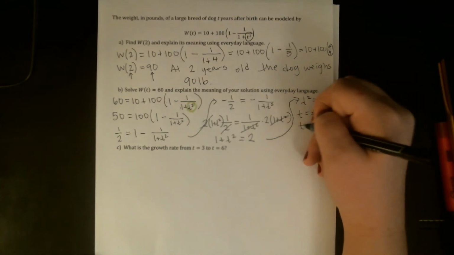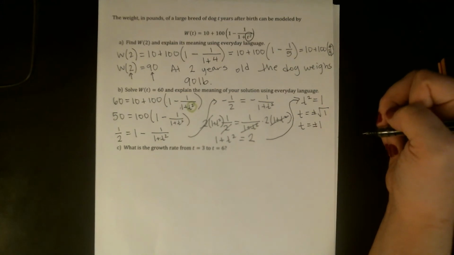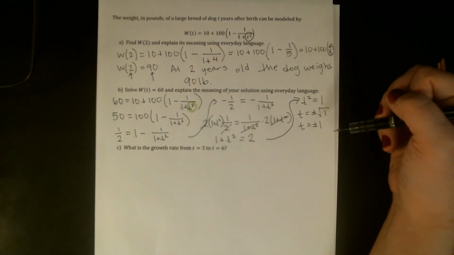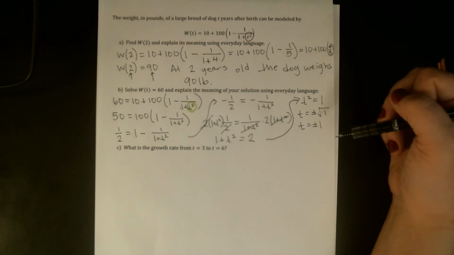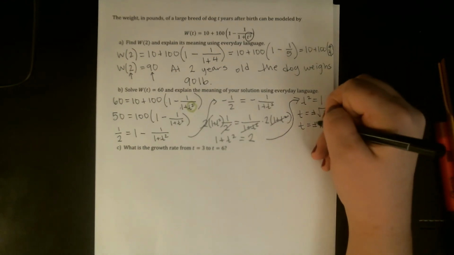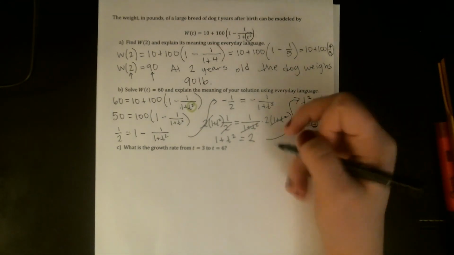The square root of 1 is just 1. Feel free to skip writing that down, but make sure you're really clear on the fact that I did square root this. So t could equal positive or negative 1. I think we should have a pretty good idea of a reasonable domain here. We don't want to talk about a dog being negative 1 year old. So I would say that what we've just figured out is that t equals positive 1 is the good solution, meaning the dog will weigh 60 pounds at age 1 year.